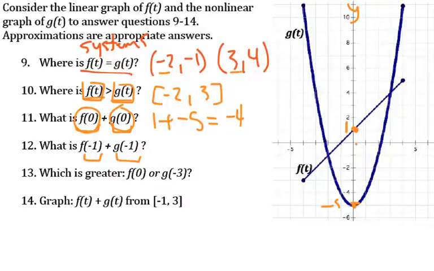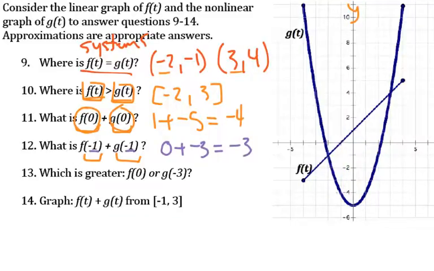Okay. Then f of negative 1 plus g of negative 1. Well, f of negative 1, go to negative 1. That f of negative 1 is 0, right? Plus, what's g of negative 1? G of negative 1 is negative 3. 0 plus negative 3 is negative 3.